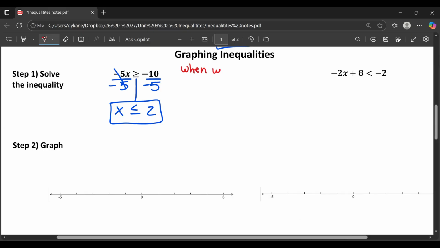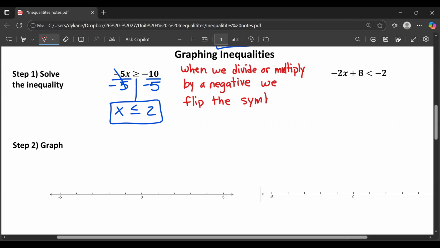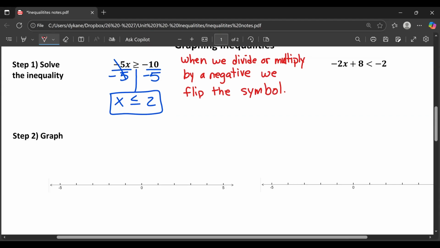So that is our one difference between an equation and an inequality: when we divide or multiply by a negative, we flip the symbol. So you have to flip your inequality symbol to the opposite direction. If it's greater than, make it less than. If it's less than, make it greater than. Because again, negative and positive numbers are opposites of each other. So that's something to keep in mind.